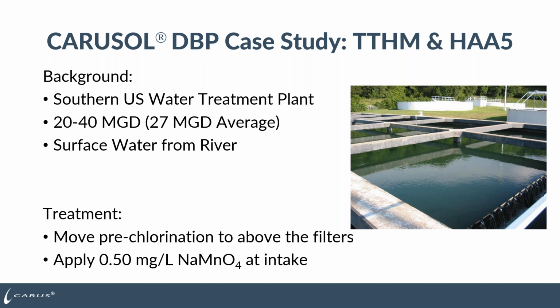Our last case study here is a plant that was using Carusol for disinfection byproducts, and they had both THM and HAA5 issues. They were a southern US water treatment plant. They could go as high as 40 MGD, but they typically averaged about 27 MGD. And they were surface water from a river source.